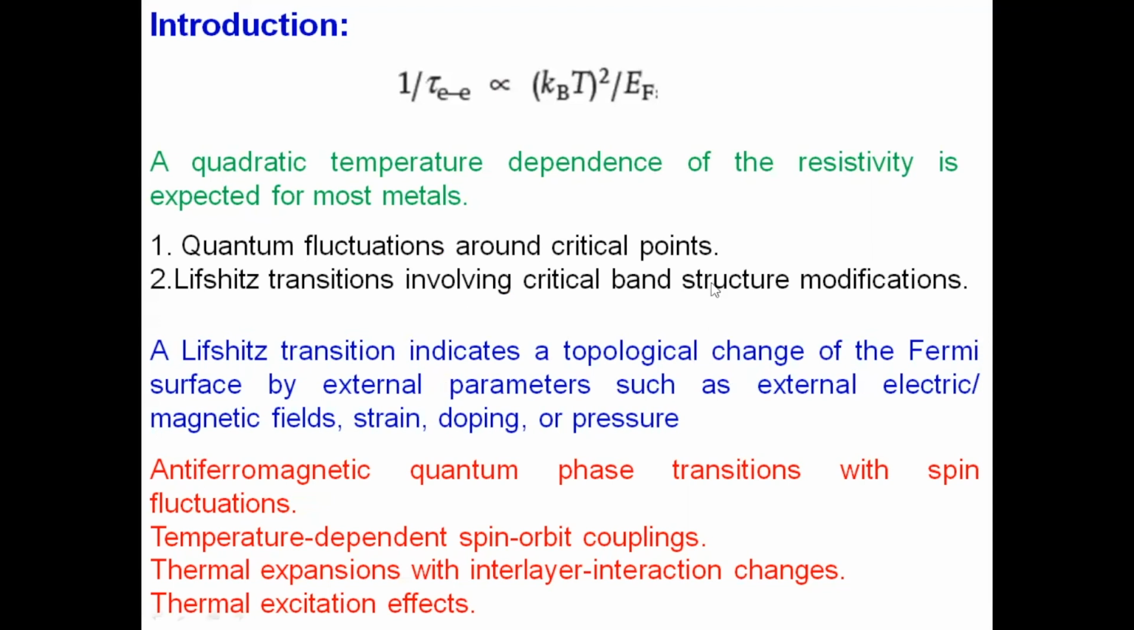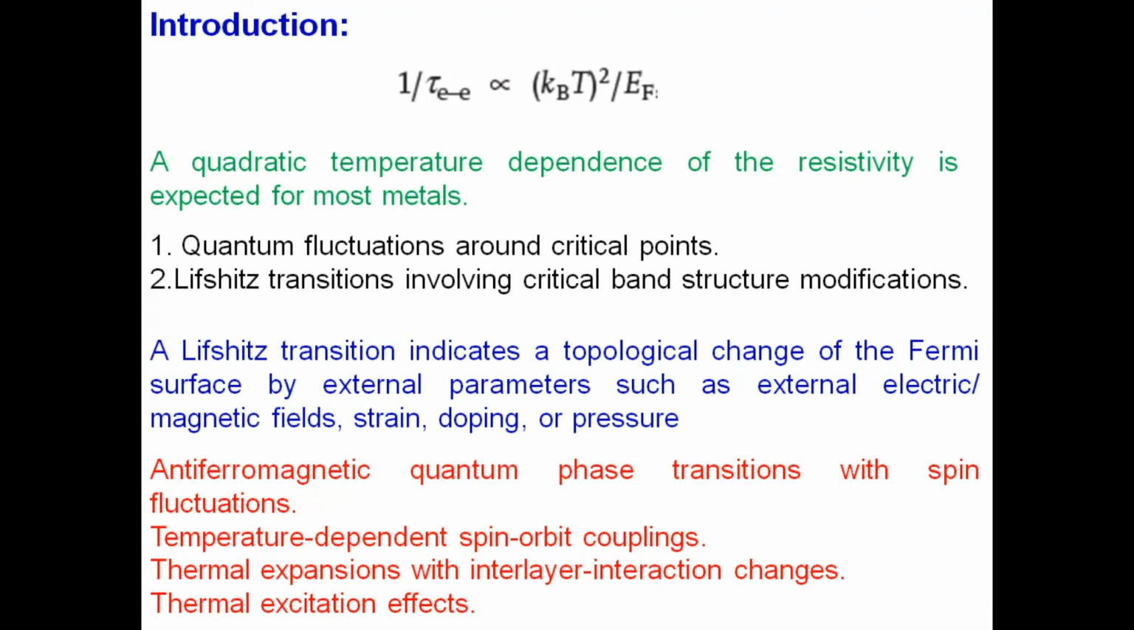But the problem is, though this mechanism has been proposed to explain the non-quadratic temperature dependence of the resistivity in some of the metals and semi-metals, we will discuss one of those as a case study, the quantification is very difficult. The reason is the presence of all these contributions. I mean, if you look at a material where there is an antiferromagnetic transition occurring along with spin fluctuations, or a temperature dependent spin orbit coupling in high atomic number elements in a compound or metal, or thermal expansion with interlayer interaction variations and thermal excitation effects. I mean phonon and all those interactions.